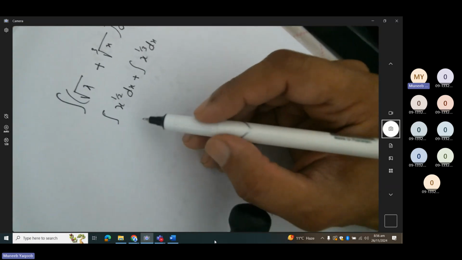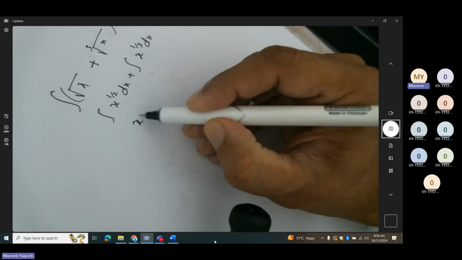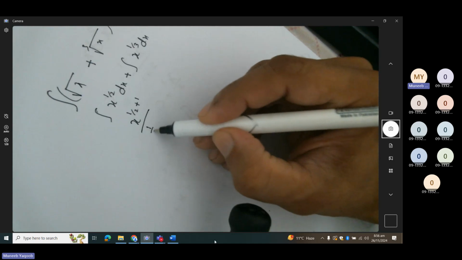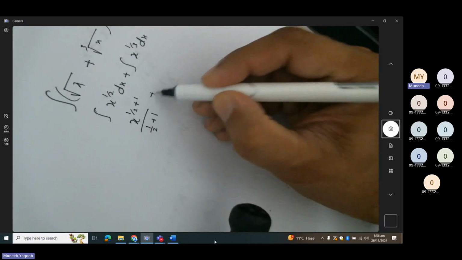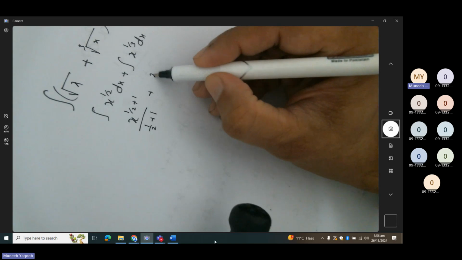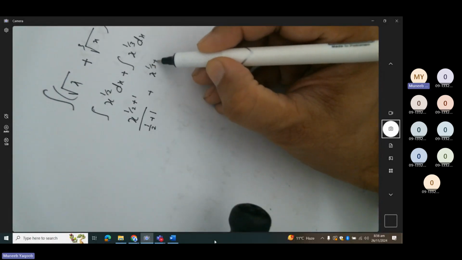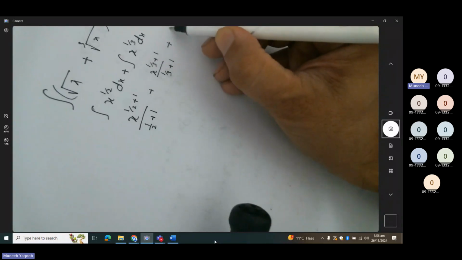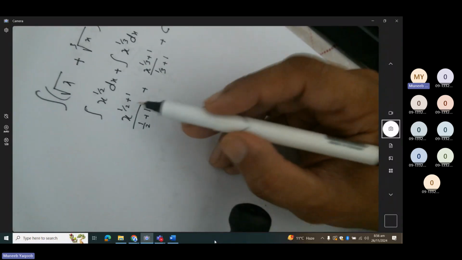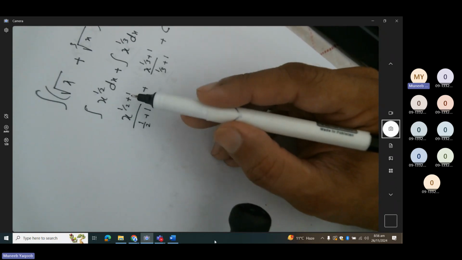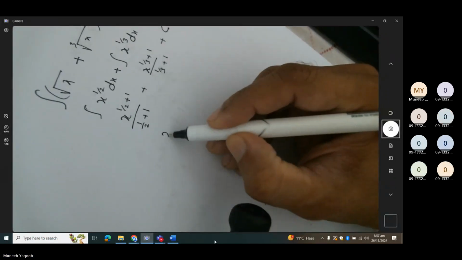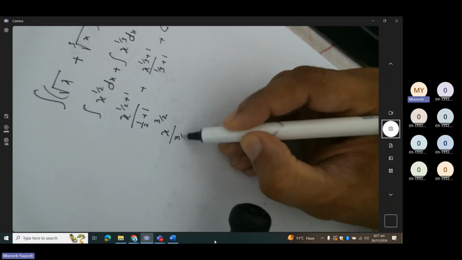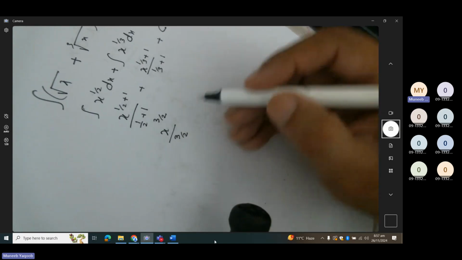Now we will apply the power formula: x power 1 upon 2 plus 1 over 1 upon 2 plus 1. Similarly, for x power 1 by 3, the integral would be x power 1 upon 3 plus 1 over 1 upon 3 plus 1, plus constant of integration. So x power 1 by 2 plus 1 is basically 1 by 2 plus 2 by 2, that is x power 3 by 2. So it will become x power 3 upon 2 whole divided by 3 upon 2, because 1 by 2 plus 1 is again 3 by 2.